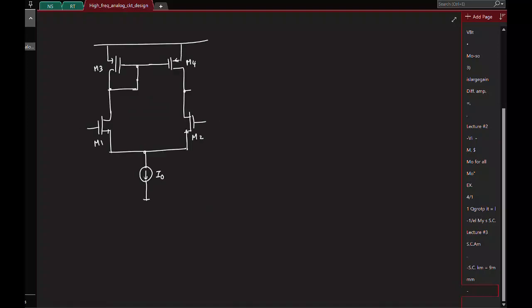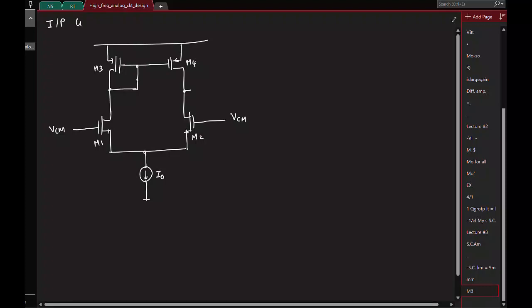So now I am only interested in the DC voltage, so both of them are at some VCM. And this is called the input common mode range, or ICMR. It's not Indian Council of Medical Research, but yeah, this ICMR.